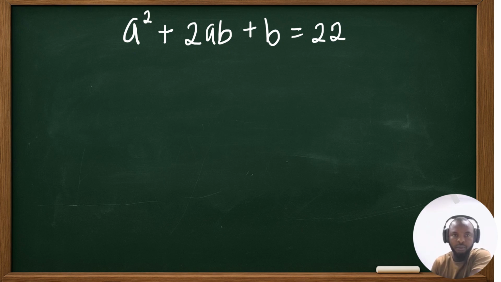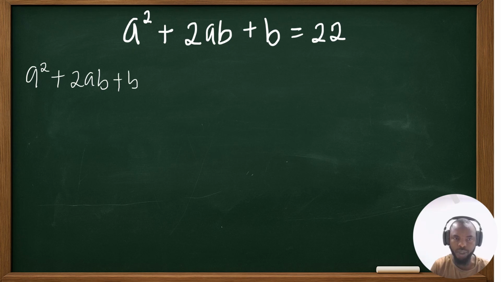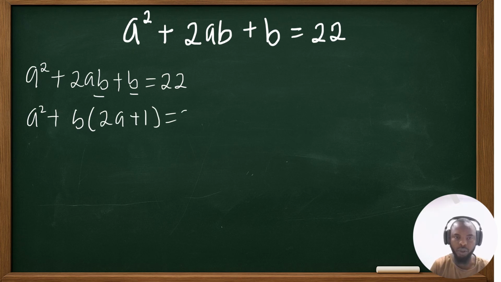In this problem, we are looking for the values of a and b. Looking at the question, we have a squared plus 2ab plus b equals 22. You can see that b is common to two of the terms, so you can factor that out. In the parentheses, you're going to have 2a plus 1 equals 22.